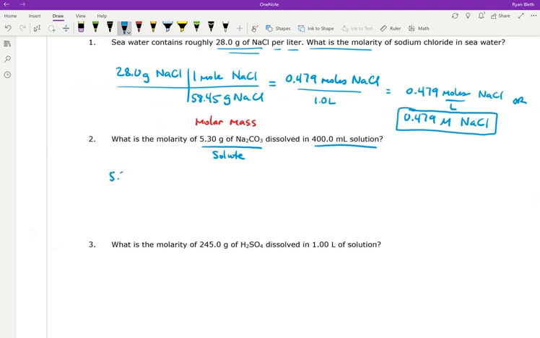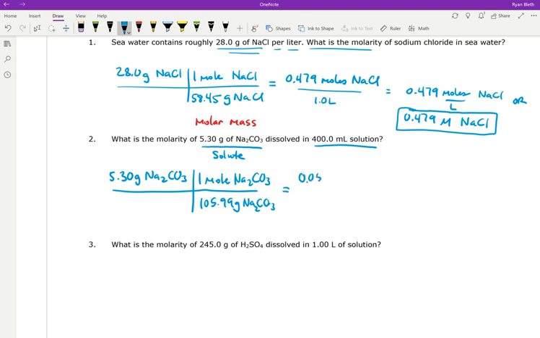5.30 grams of Na2CO3. We're going to need to convert that to moles. Well, the periodic table says that 1 mole of Na2CO3 has a mass of 105.99 grams. So that'll get us our molar mass to convert to moles. And if I divide that out and convert it over to moles, it's not very much. It's 0.0500 moles of Na2CO3.